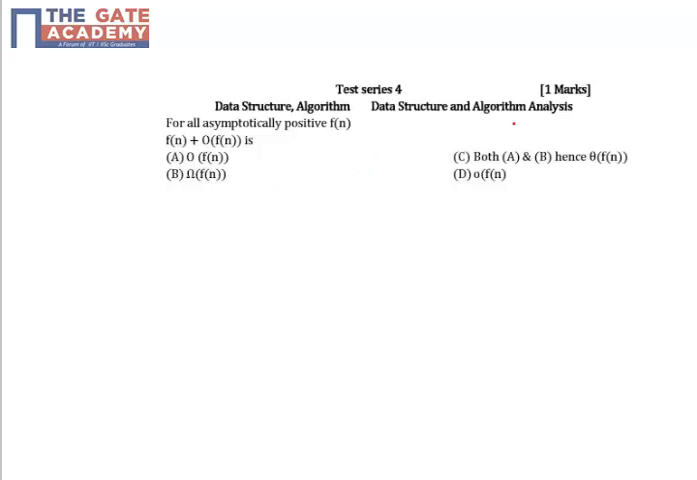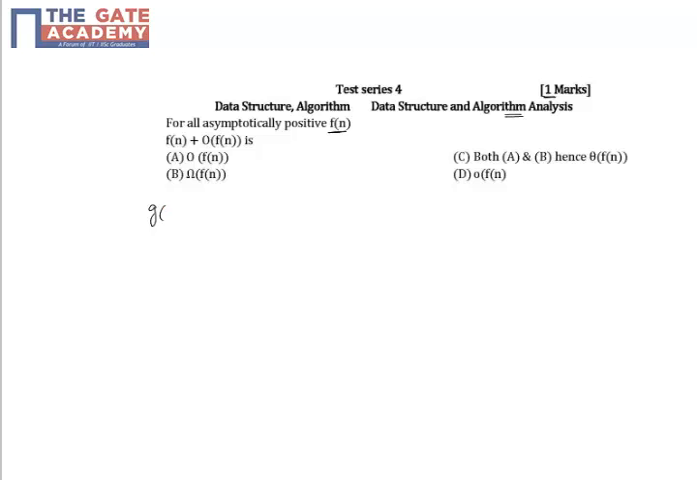Hello students. So this is a question from data structures and algorithm analysis, and it's a 1 mark question. For all asymptotically positive functions f of n, f of n plus big O of f of n is, and there are these options which are given to us. Okay, so let's try to solve this question.